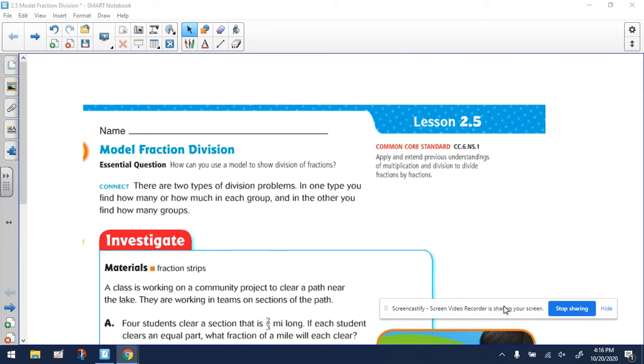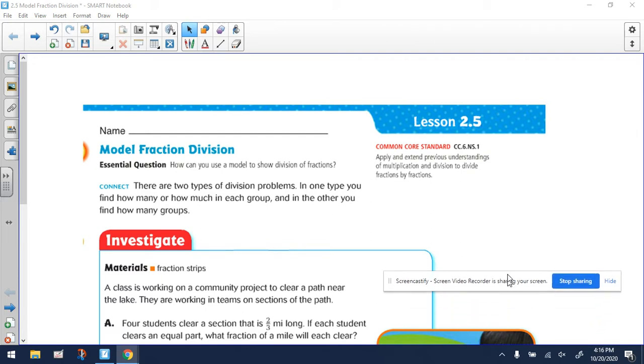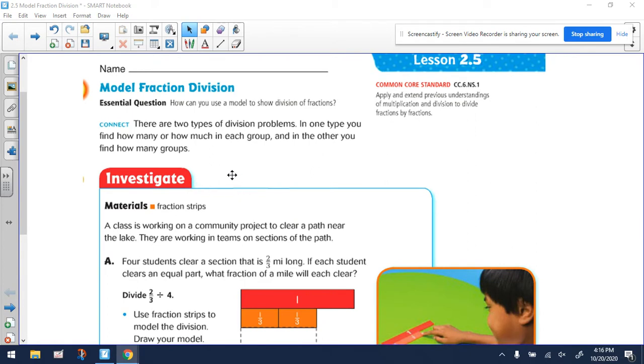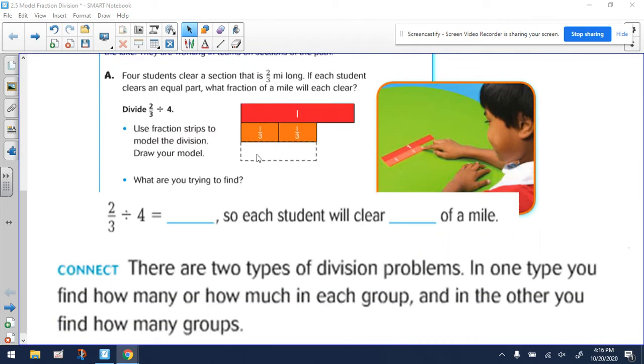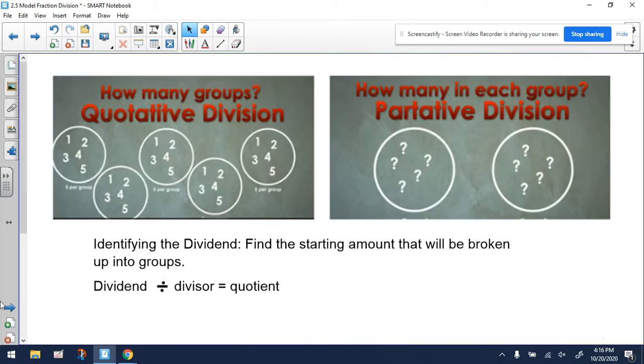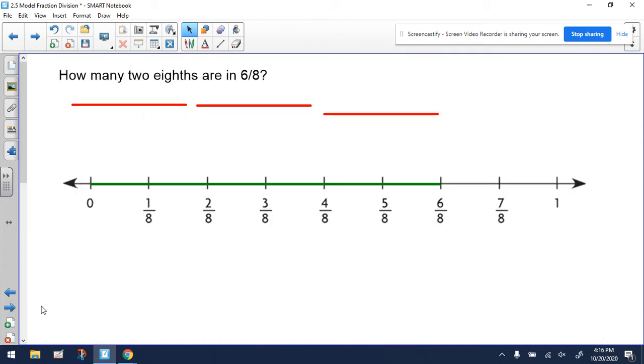We're taking a look at lesson 2.5, which is on model fraction division. It's important that we know that there are actually two types of division problems. There's one type where you find out how many or how much in each group, and in the other, you find out how many groups. So if we take a look at this next example here, we'll come back to that in just a second.